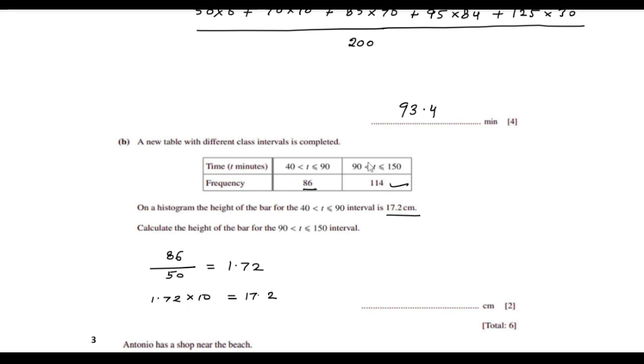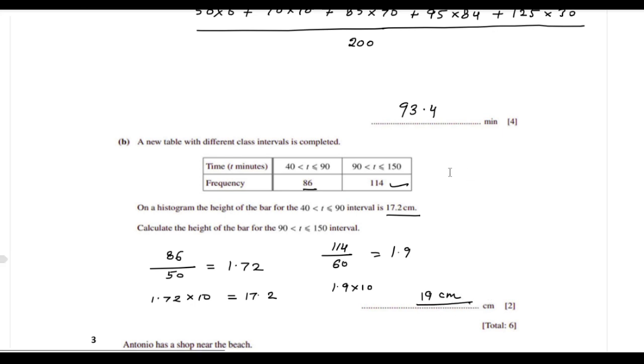So for the second one, the frequency is going to be 114 divided by the width, where the difference is 60. So 114 divided by 60, we will get 1.9. Here it is 1.9. So I will multiply this 1.9 by 10 and I will get 19. So 19 centimeters I will use to represent this particular information.